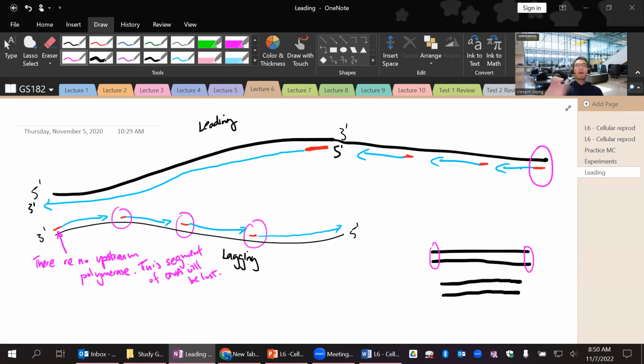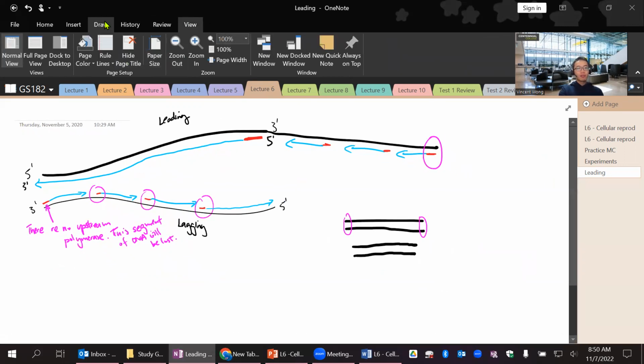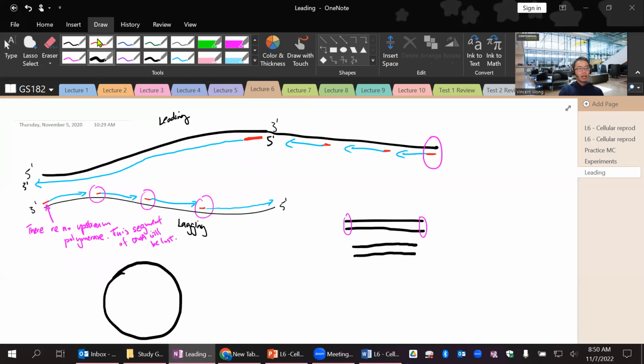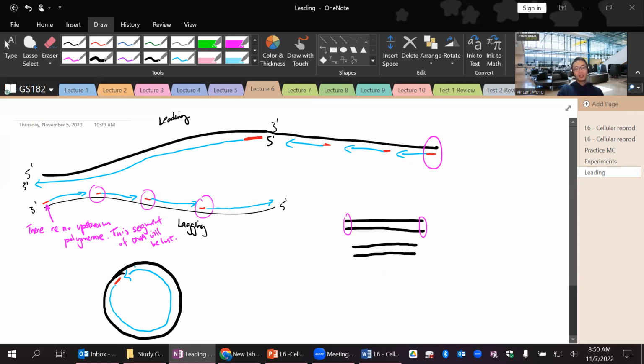Okay, so this is not a problem for prokaryotes, right? That's because prokaryotes have circular DNA, right? So their DNA goes in a loop. For simplicity, I'm just going to draw one strand. So let's say you put a primer here, right? Okay. It's going to keep on going, and then it's going to loop back on itself, and you will always end off at where you started, right? And you will always be able to replace the primer because you make one full circle.